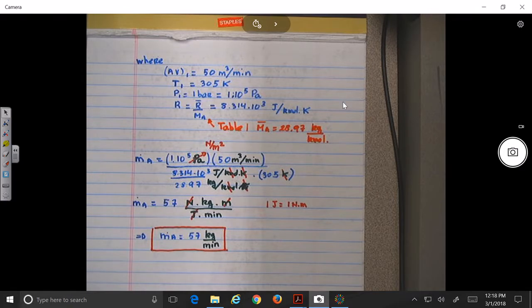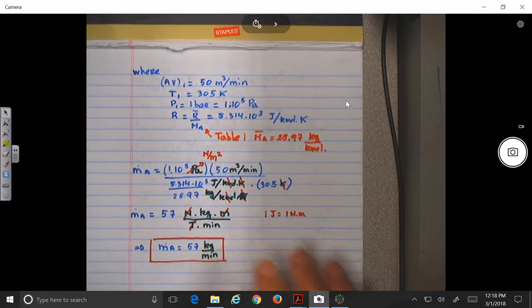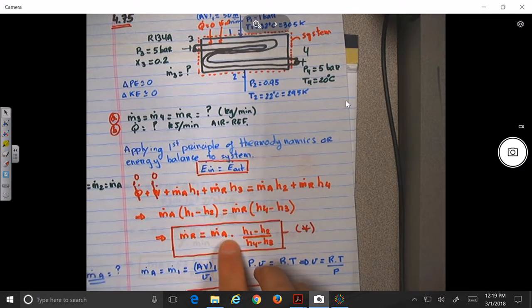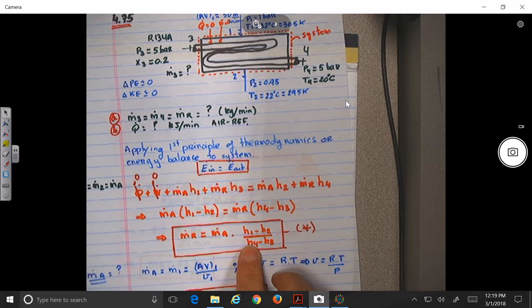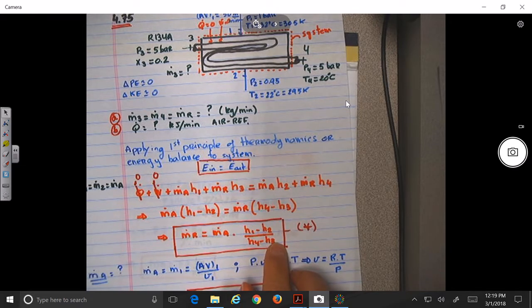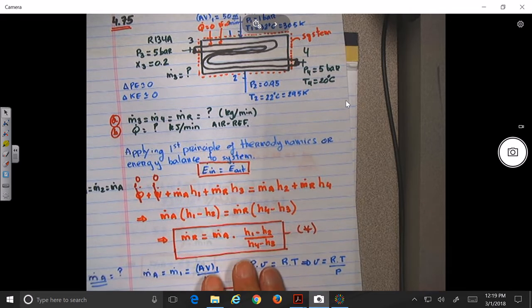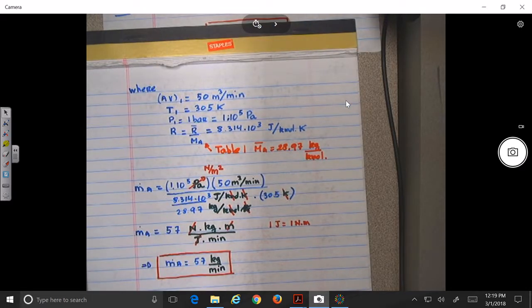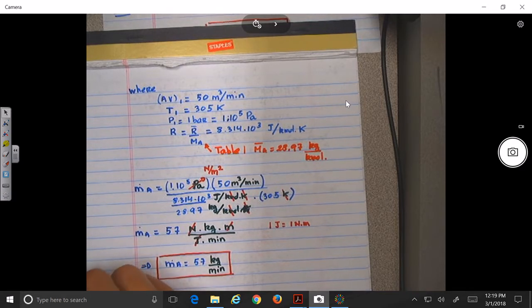So now that we found this term over here, what do we need to do? We need to find H1, H2, H3, and H4, no? So from where do you think we're going to get all those values? From the tables, no? So let's start maybe with H1 and H2. Hopefully we can get those from the table.